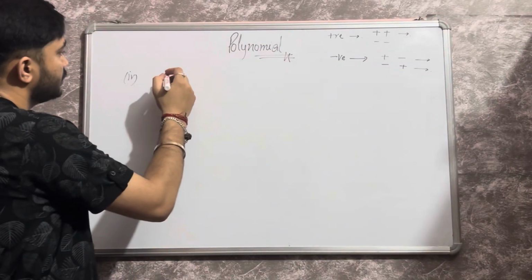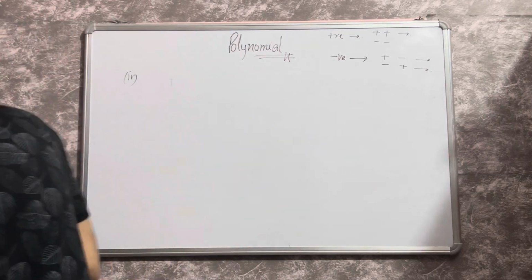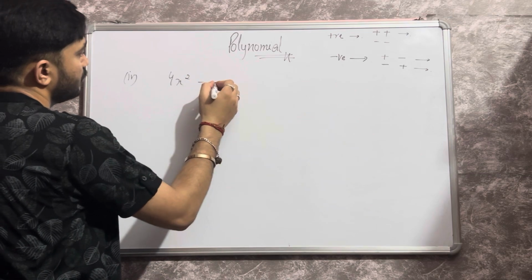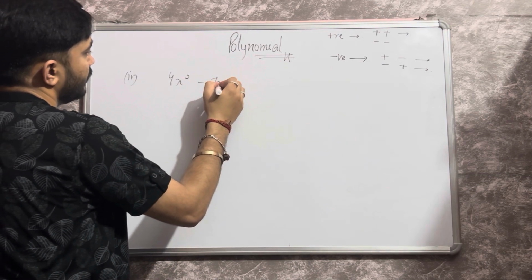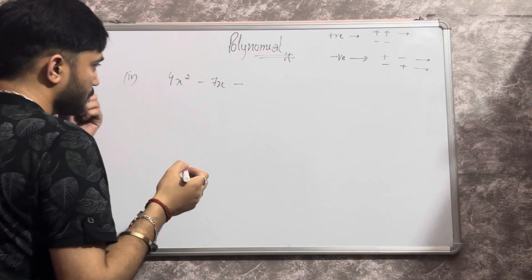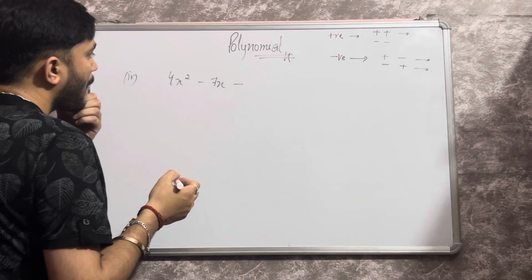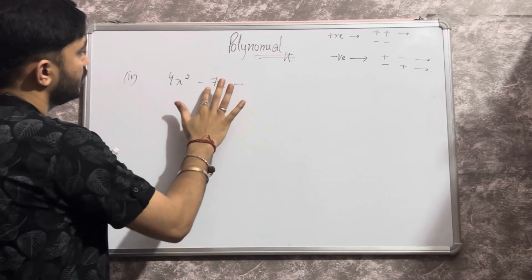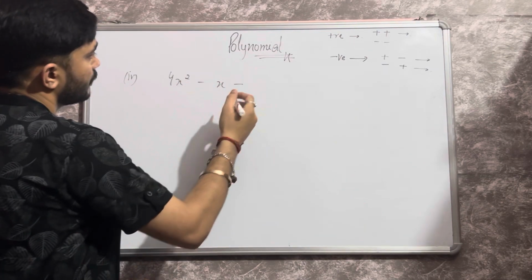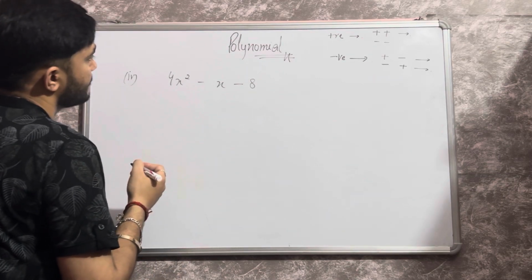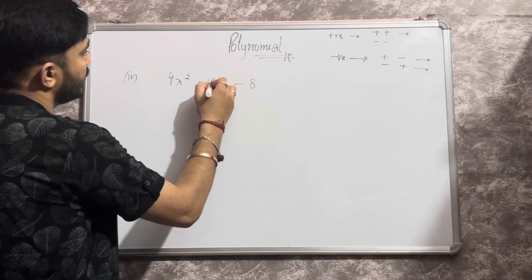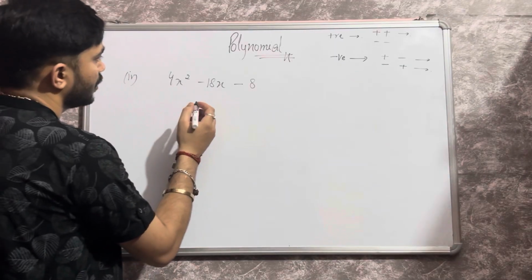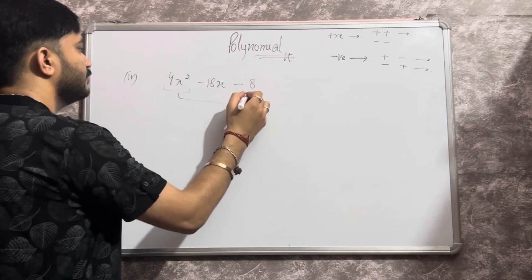What if our question is 4x square minus 7x minus... let us not take 7 here, 8, let us take 18 here. Yeah, sure, 18. Now multiply this first term with the last one.